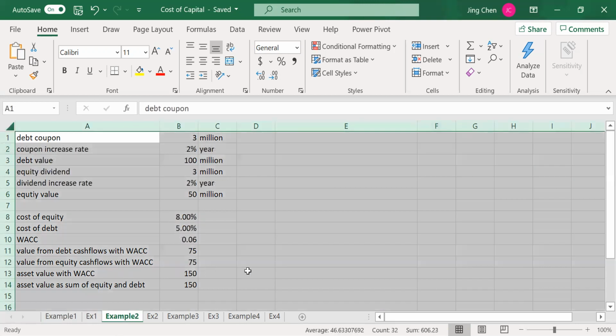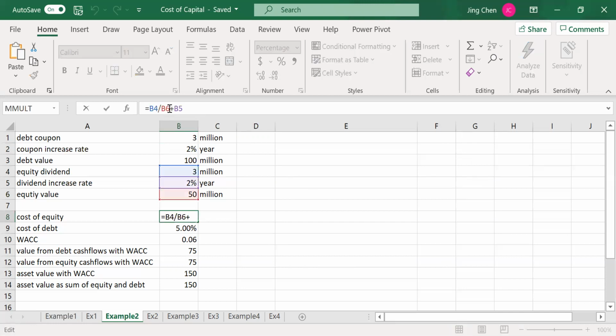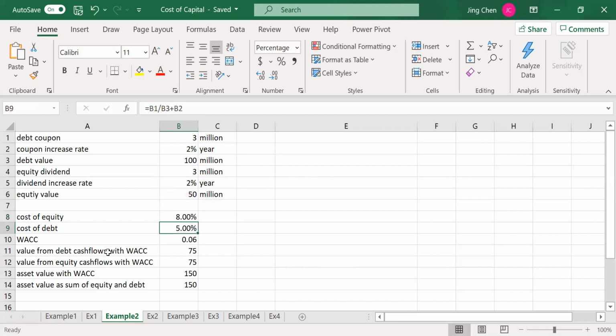Now let's go to example 2. In example 2, we assume that coupon and equity dividend change at the same rate. Specifically, we assume that the coupon increases 2% per year, and the dividend increases by 2% per year, and see what happens. So first, we calculate the cost of equity. Cost of equity is the dividend yield plus growth rate of dividend. Okay. And here we get 8%.